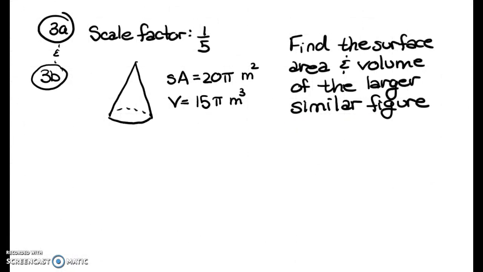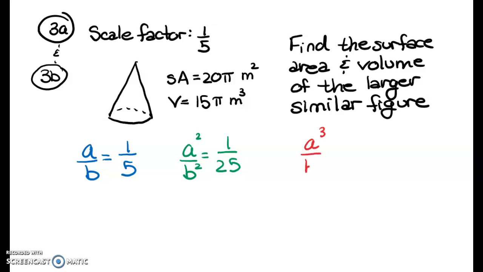So, it says find the surface area and volume of the larger figure. I know my scale factor is a over b, and I'm given my scale factor is 1/5. So when I'm solving for surface area, I know I need a squared over b squared. So that's going to be 1 over 25. And when I'm solving for volume, I know I need a cubed over b cubed. So that's going to be 1 over 125.